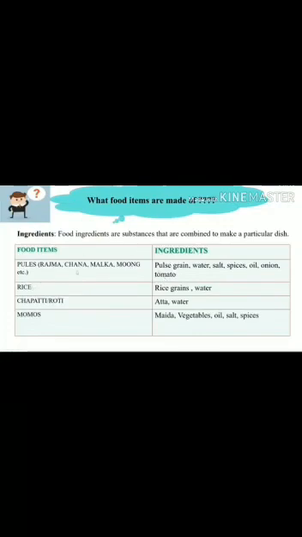And to make rice, you just need 2 ingredients, rice grain and water. For making chapatis, you need wheat or atta and water. And for your favorite momos, you would need maida, vegetables, oil, salt and spices. So with the help of these ingredients, you can make your favorite dishes.